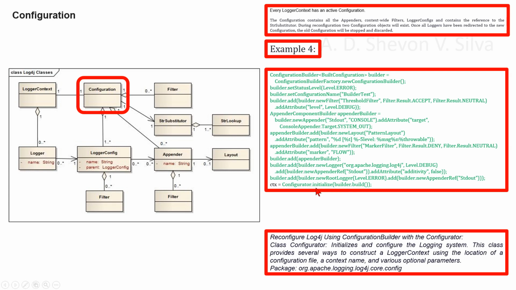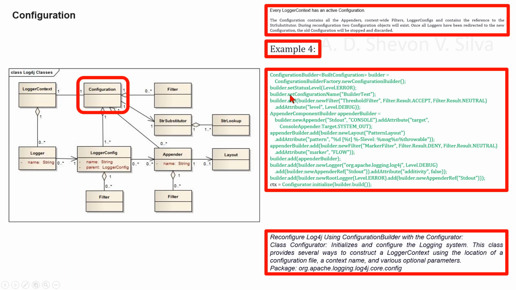This is in package org.apache.logging.log4j.core.config. Here you can see the ConfigurationBuilder interface for building logging configurations. Here you can see ConfigurationBuilderFactory, which provides methods to create configuration builders. Here newConfigurationBuilder returns a new default configuration builder to construct Log4j configurations.